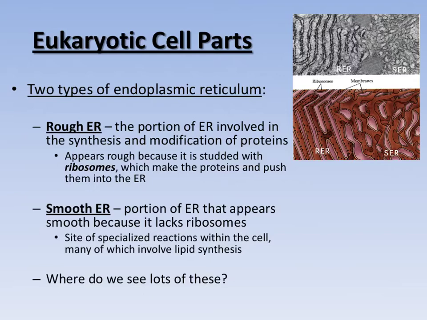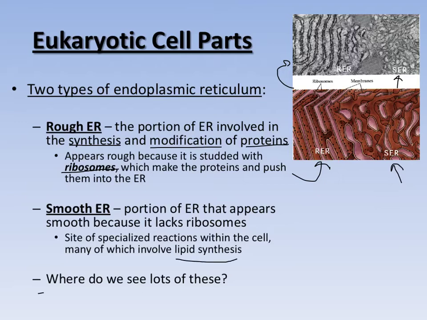Now the rough ER is involved in synthesizing and modifying proteins. It looks rough, like we see in this picture and in this real picture here, because it has ribosomes stuck to it, or it is studded with ribosomes. So the rough ER deals with proteins. The smooth ER looks smooth because it does not have ribosomes stuck to it. That's the main difference. And without ribosomes stuck to it, that means this part does not process proteins, but it tends to process lipids and help you make fats.